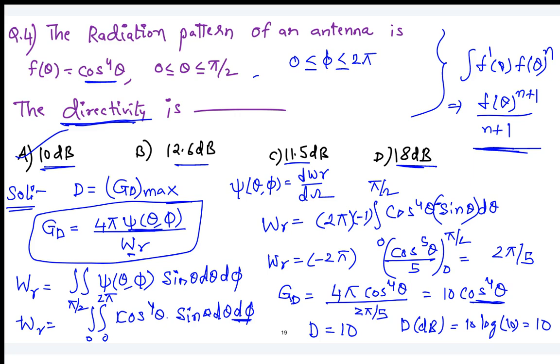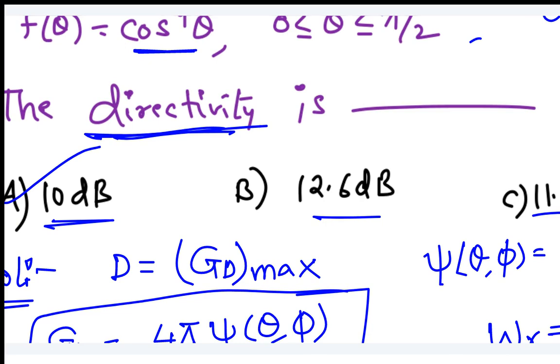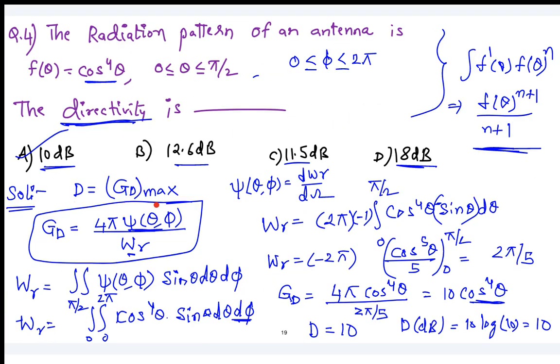So I will repeat this problem again. Once any radiation intensity is known, to find out the directivity, the directivity is the maximum value of directive gain. You know that the directive gain is equal to 4 pi into radiation intensity divided by the radiated power. Since radiation intensity is given, it's okay. You have to find out the radiated power. To find the radiated power, you have to take the double integration of radiation intensity over a solid angle. In this case, theta is varying 0 to pi by 2 and phi is varying from 0 to 2 pi. So you calculate the power, then you know the value of GD, and then you can define the directivity.